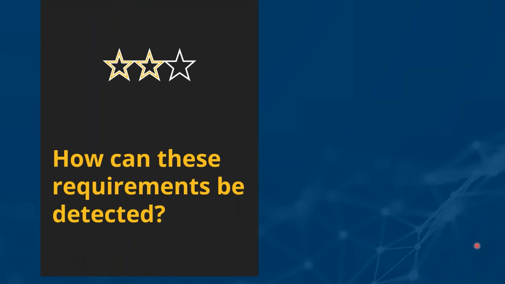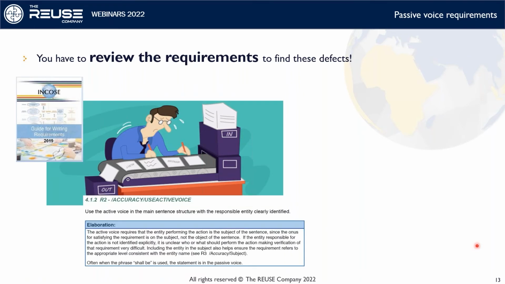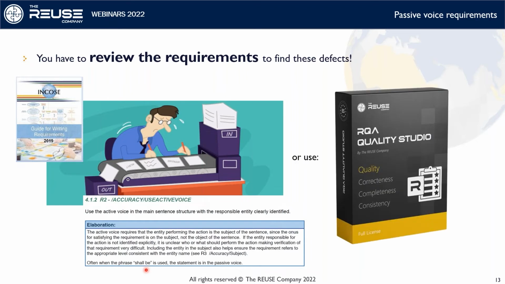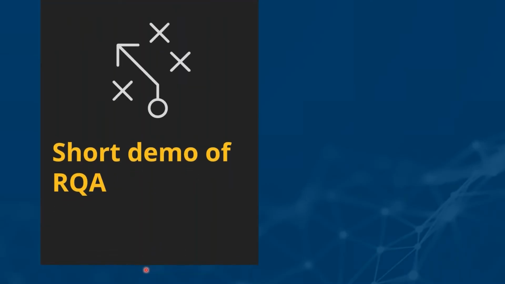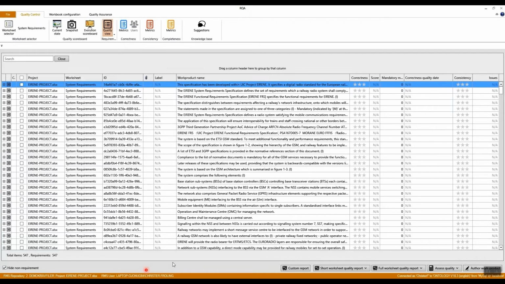And how can you detect these problems? Like every other problem you might have in your requirements, you probably review your requirements to find these defects. And I would say that passive voice requirements are super hard to detect. Even if you're clever enough to use the guide to write requirements, and you try to look for sentences that include "shall be doing something", which is an indication of passive voice, or you can use clever tools like our requirements quality analyzer. So let's do a very short and brief demo. I'm really feeling that I'm having a very high pace here, so please follow me if you can.